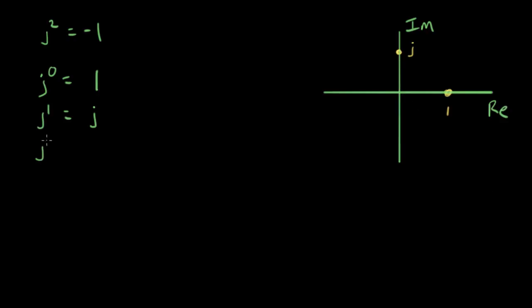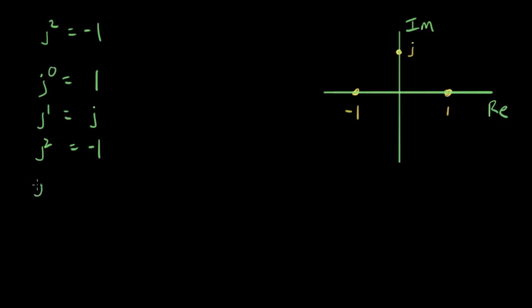Okay, let's keep going. Let's do j squared. And what is that equal to? Well, I wrote it down up here. j squared is equal to minus 1. Where's that in the complex plane? That's over here at minus 1, on the real axis, no imaginary part.